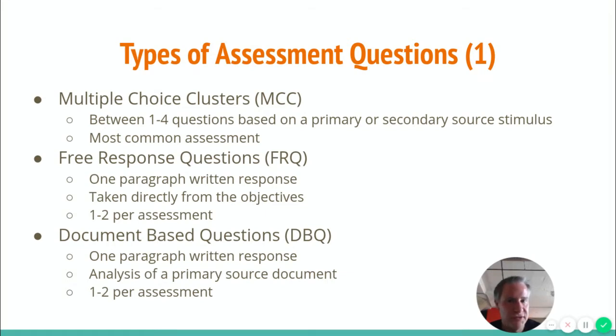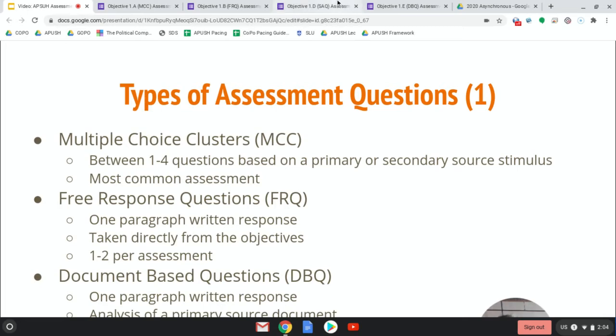The free response questions, we call them FRQs. It's a one paragraph written response. You'll do it online. Literally, we just take the objective and ask you to answer it. We're going to give you a structured format to do that. There will be 1 or 2 of these per assessment. And when I say paragraph, I mean paragraph. I do not mean a voluminous dissertation of an answer. I mean a clear, concise paragraph that will answer the question, usually 5 to 7 sentences.